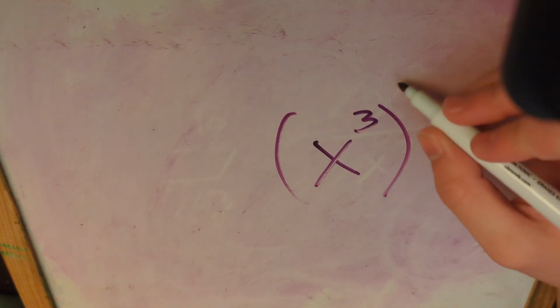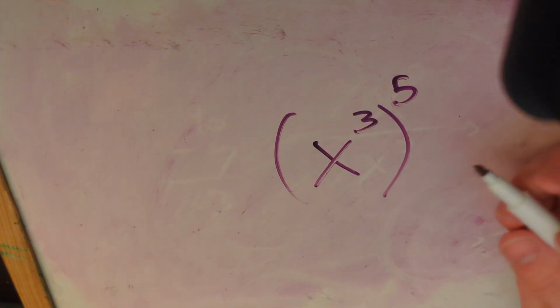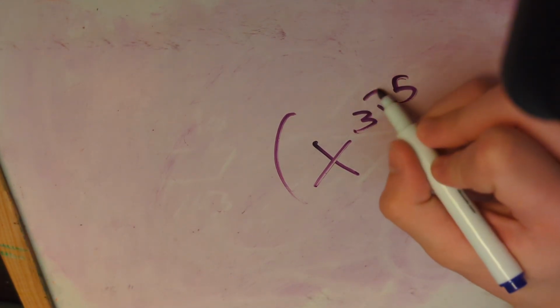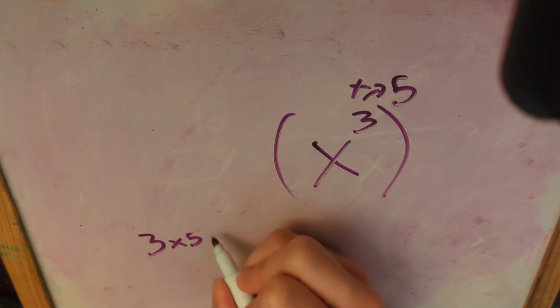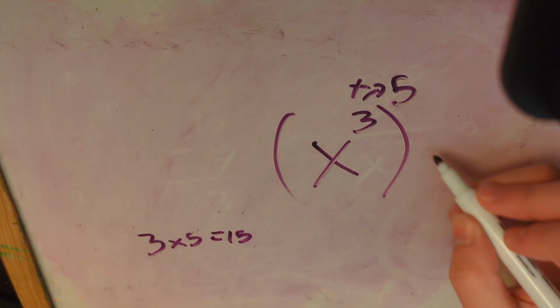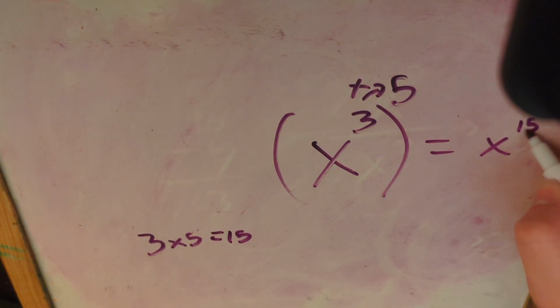Now you may be thinking, are there any times where you are actually going to multiply exponents? And there definitely are. So for instance, if you have something like x to the power of 3, and then outside of it, there's a 5. In this situation, you'll multiply them, right? So it's 3 times 5 is going to equal 15. So this will end up being x to the 15th power, right?